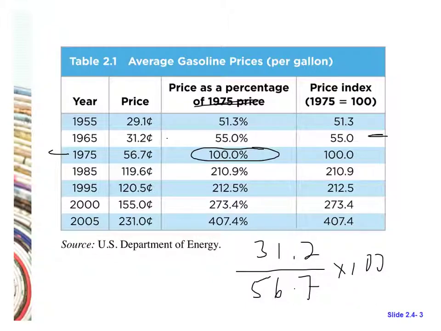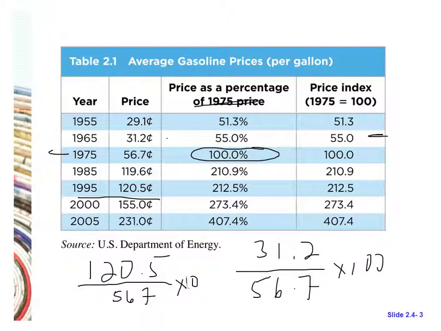And the same thing in 1995, gas was $1.20. If we divide that by the 56.70, multiply that by 100, that's where they're getting the 210. They more than doubled, and we can kind of see that too.